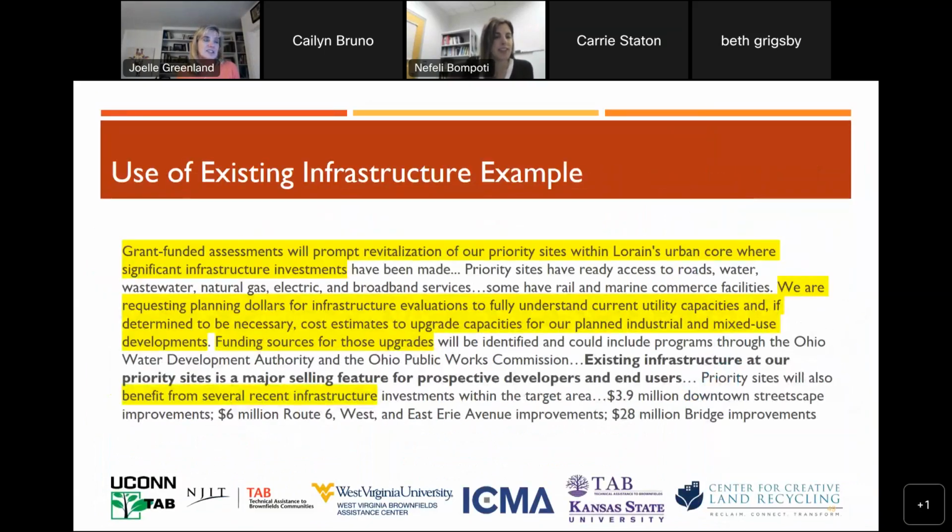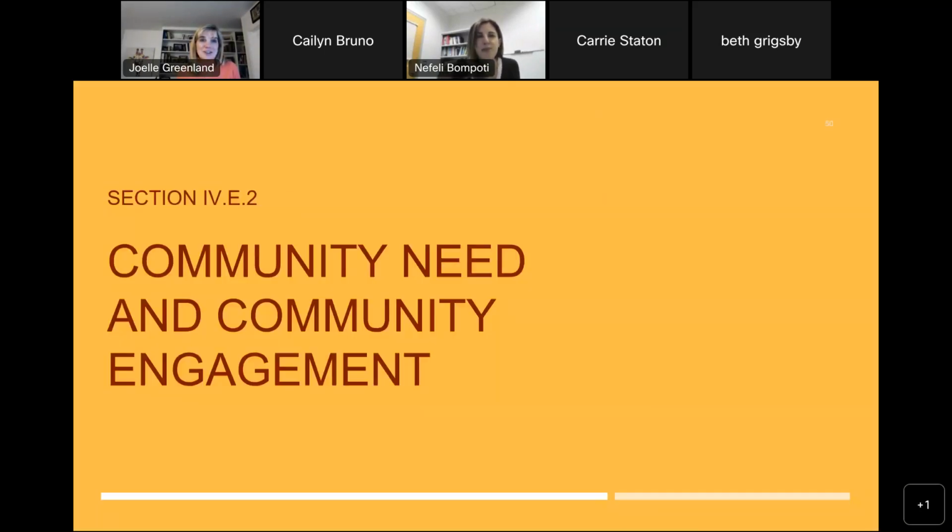Community need and community engagement, and passing the baton to you. Thank you, Jill. So this is actually the section here in community need and community engagement that is, I want to say, one of the most difficult sections of the narrative, and we see that most applicants lose points in this section, especially in the community need.